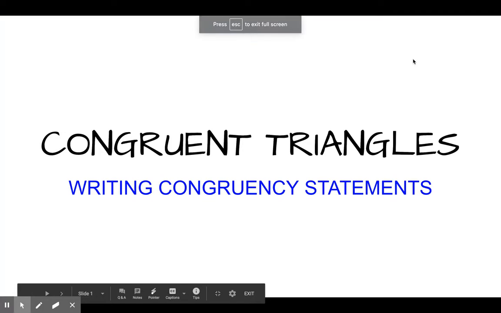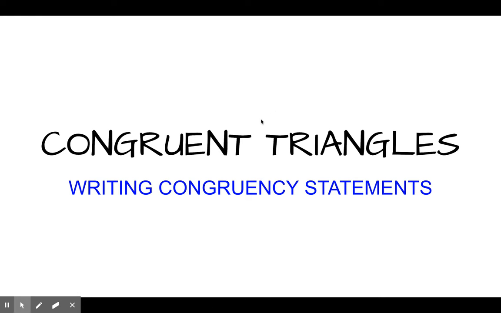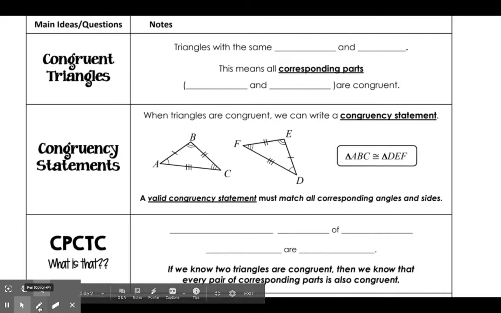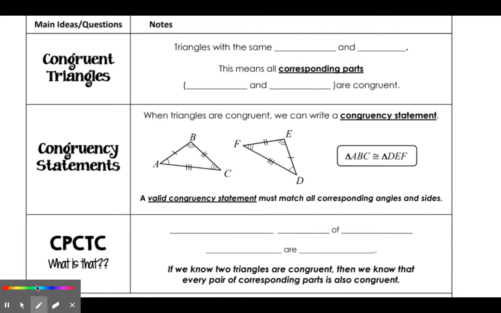Hello guys, today we are going to start a new unit which is going to be congruent triangles, and we're going to talk about writing a congruency statement. All right, so in order for us to do that, we need to first remember or recall what we mean when we say congruent.